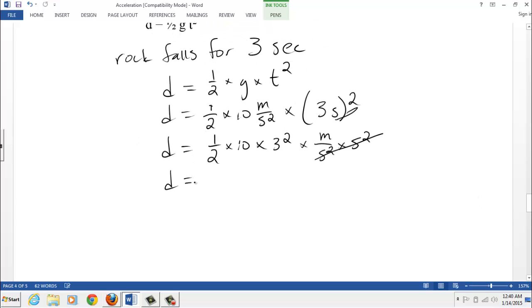Then the distance is, let's do the math. 1/2 times 10 is 5, times 3 squared. 3 times 3 is 9. And the units are meters. That's good, that's a unit for measuring distance. Then 5 times 9 is 45. There we go, 45 meters. That's how far the rock falls in free fall after 3 seconds.